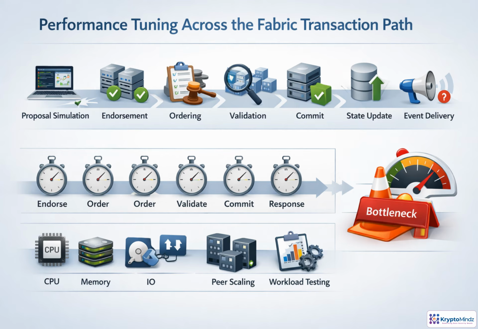Fabric performance is a path problem, not a single server problem. A transaction can slow down during simulation, endorsement, ordering, validation, commit, state updates, or event delivery. Tune by measuring each segment separately: latency, queue depth, CPU, memory, disk I/O, network, and error rates. Don't assume that adding peers will improve write throughput. Test with realistic transaction sizes, endorsement policies, query patterns, and concurrency, then fix the stage that is actually limiting flow.